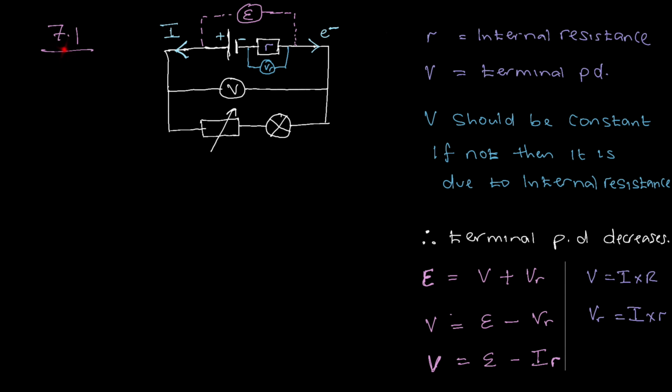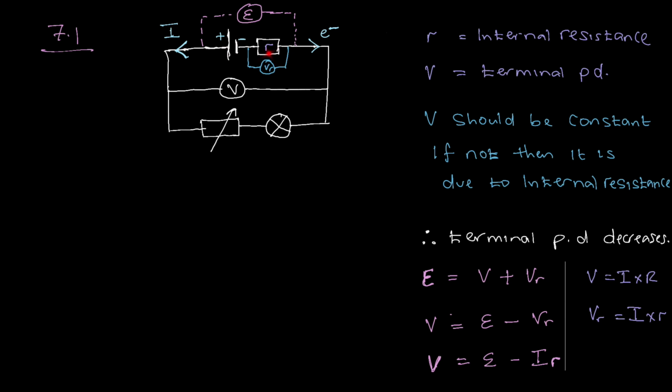Question 7.1. The diagram shows a practical circuit in which a variable resistor is used to control the brightness of a lamp. This is the lamp, and that's the variable resistor. The voltmeter reading is monitored as the variable resistor is adjusted to make the lamp brighter. Explain why the reading on the voltmeter decreases. The voltmeter is measuring the voltage across the lamp, and we need to explain why the reading decreases as the brightness of the lamp increases.